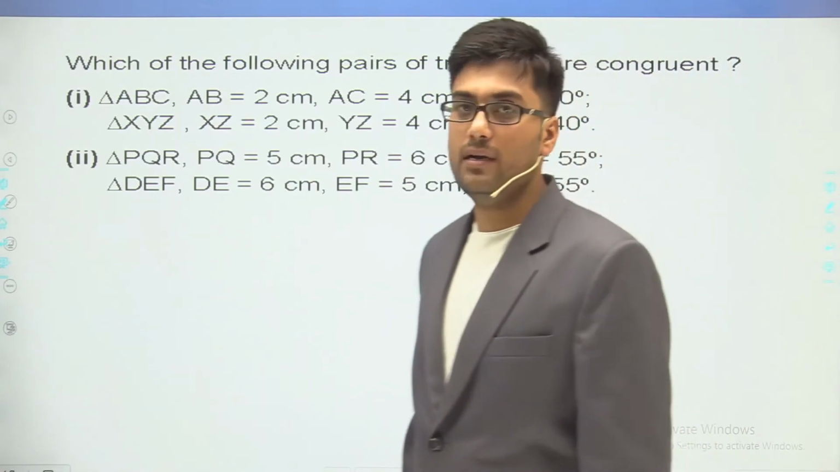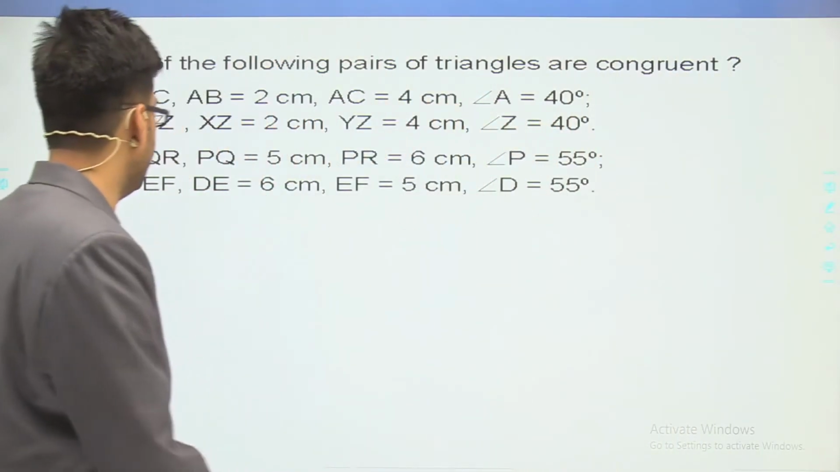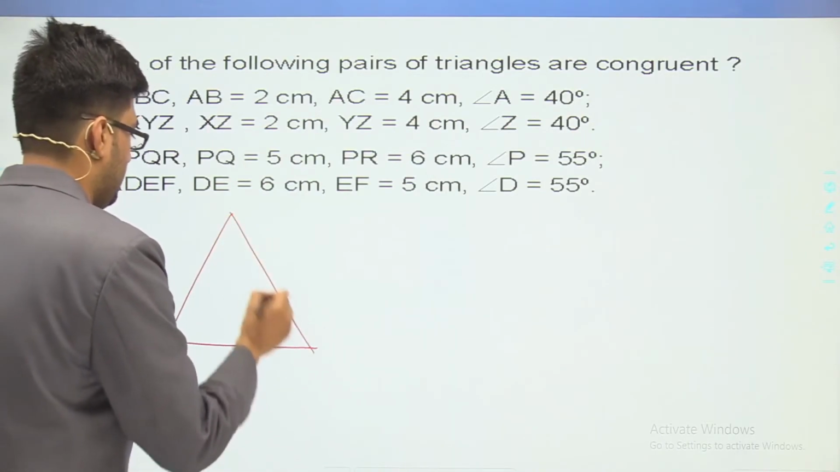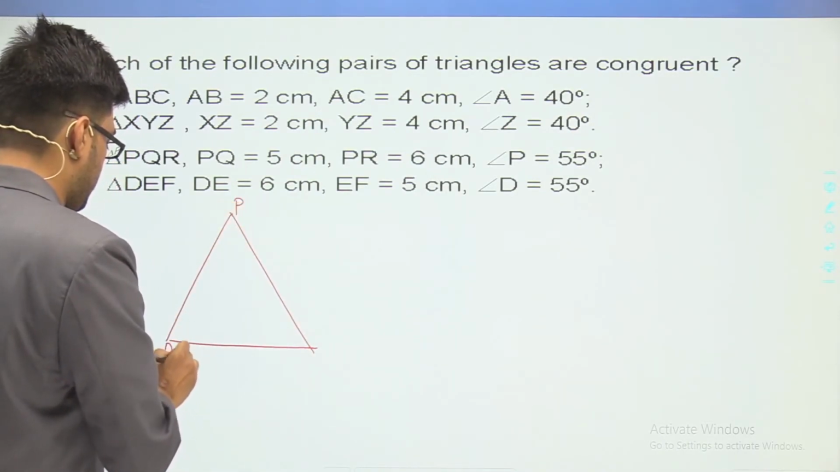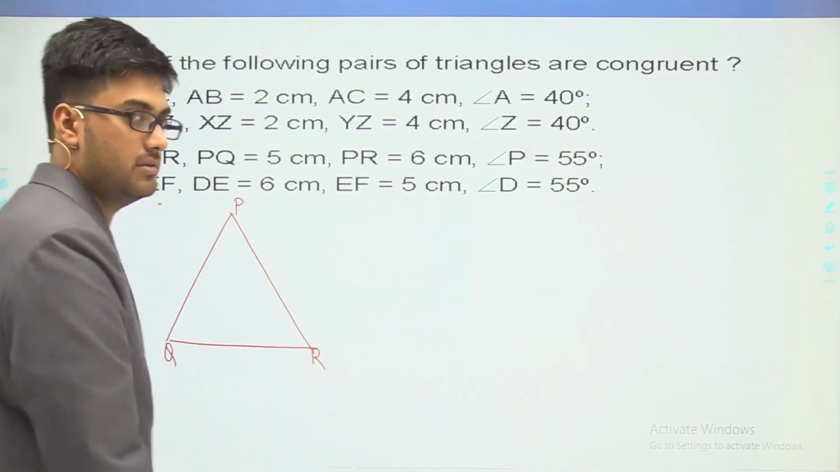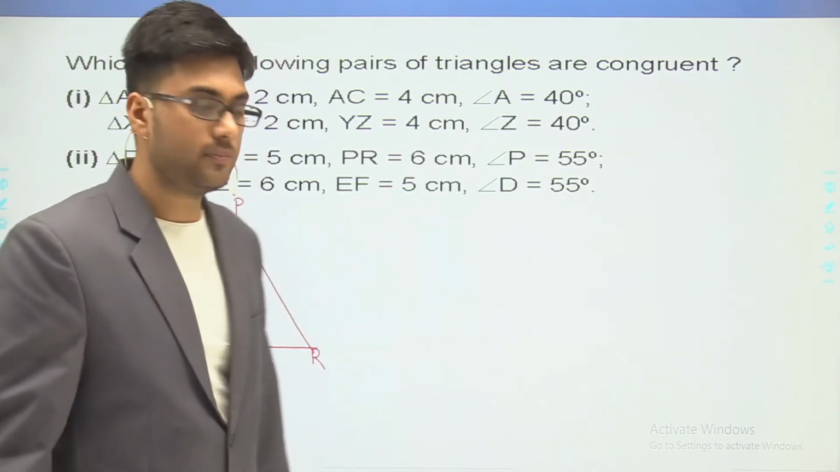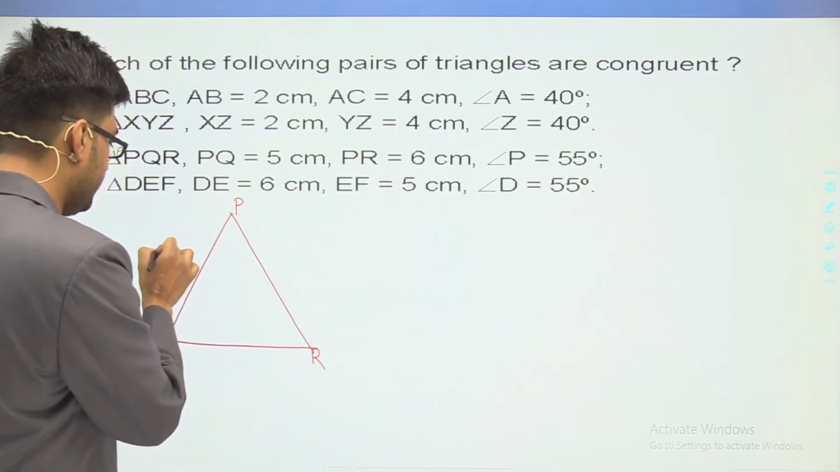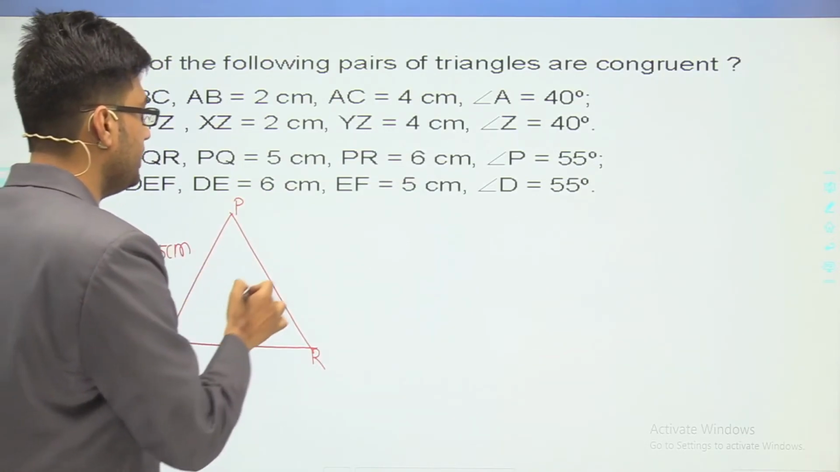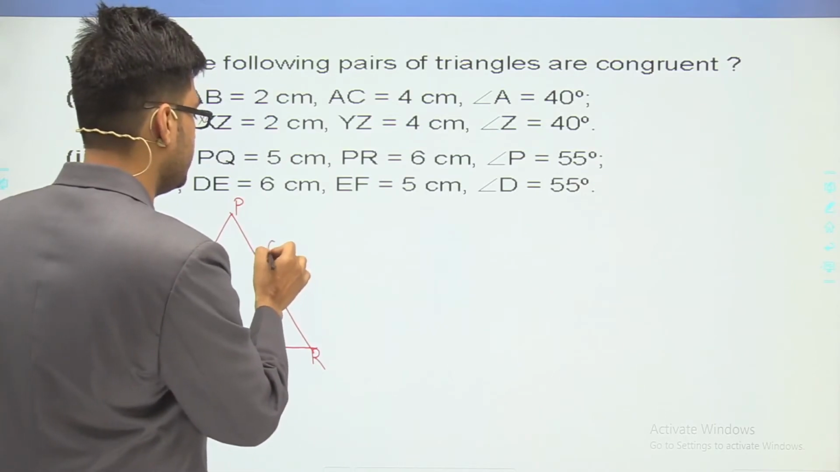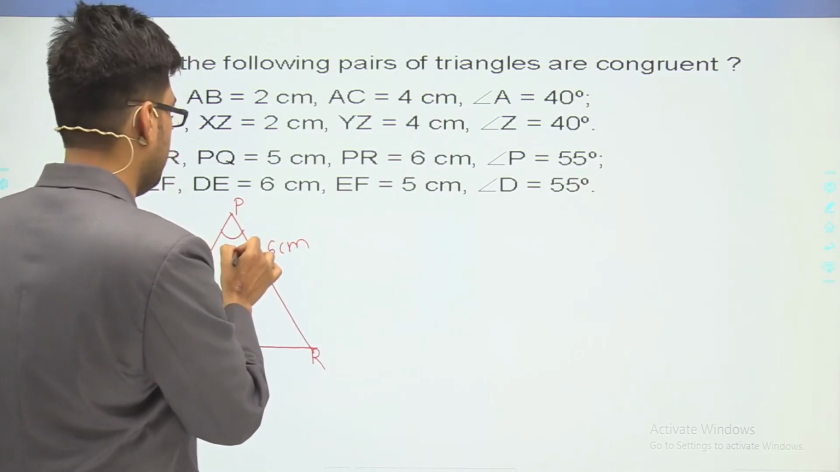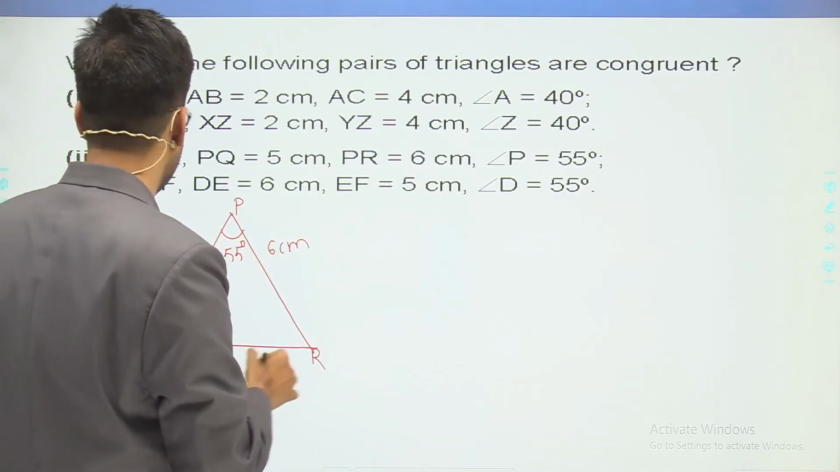And in the second part we have a triangle PQR. This is the triangle PQR. In PQR, PQ is 5 centimeter, PR is 6 centimeter and angle P is 55 degree.